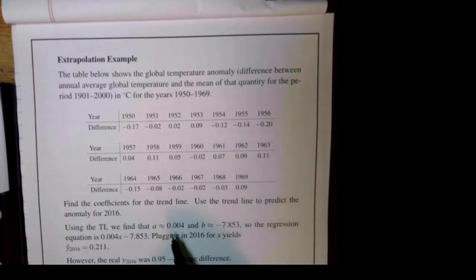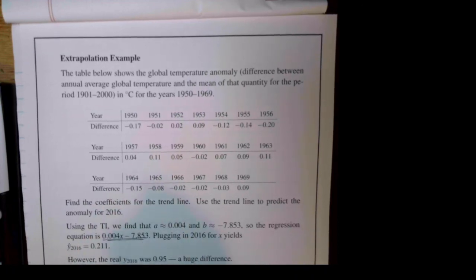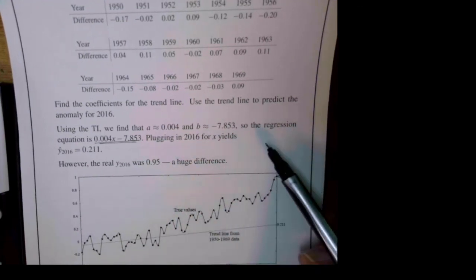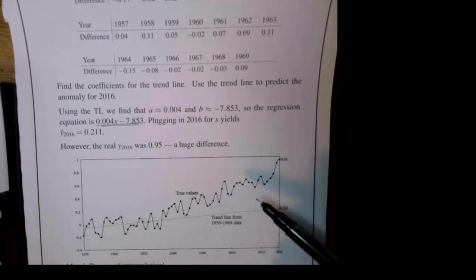So you plug all this data into the calculator, and you find that A is about 0.004, B is about minus 7.853. So you get this regression equation right here. And if you plug in 2016 for X, which is the way you use these lines, you get a value of 0.211. That is less than a fourth of what the true value actually was.